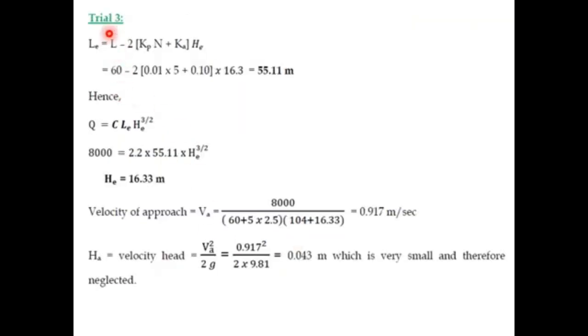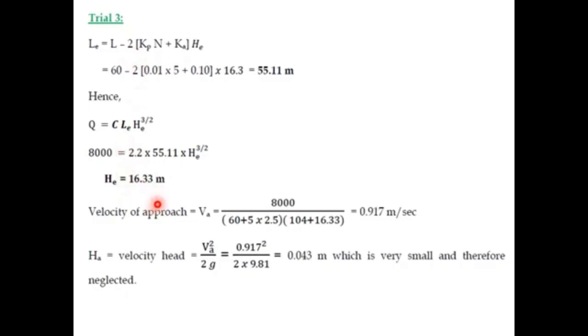Coming to trial 3, again we calculate the effective length using the new value of HE, which is 16.3. This value comes to about 55.11. Hence Q is equal to C LE HE to the power of 3 by 2 gives HE as 16.33, which is very near to 16.3. Hence we stop the calculations.